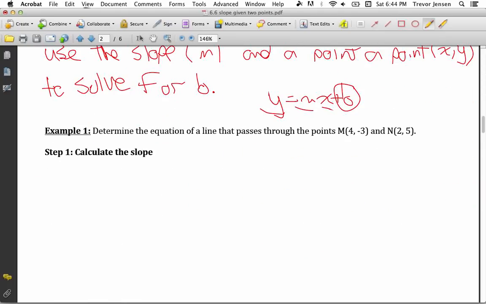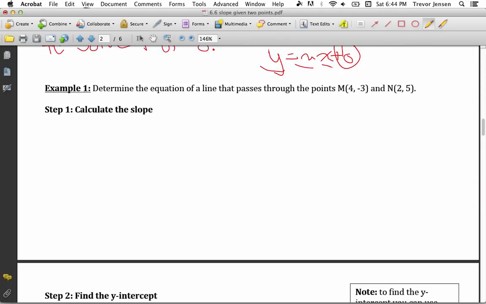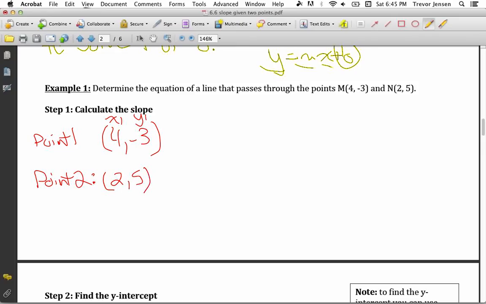So let's try this. Determine the equation of a line that passes through the points m and n. So step number 1, we have to calculate the slope. So we have 2 points. It doesn't matter which one is your first point and which one is your second point. You'll calculate the same slope either way. But I'll make m my first point. So point 1 is (4, -3). So that's my first x coordinate and my first y coordinate. My second point is point n, which is (2, 5). So that's my second x coordinate and my second y coordinate.